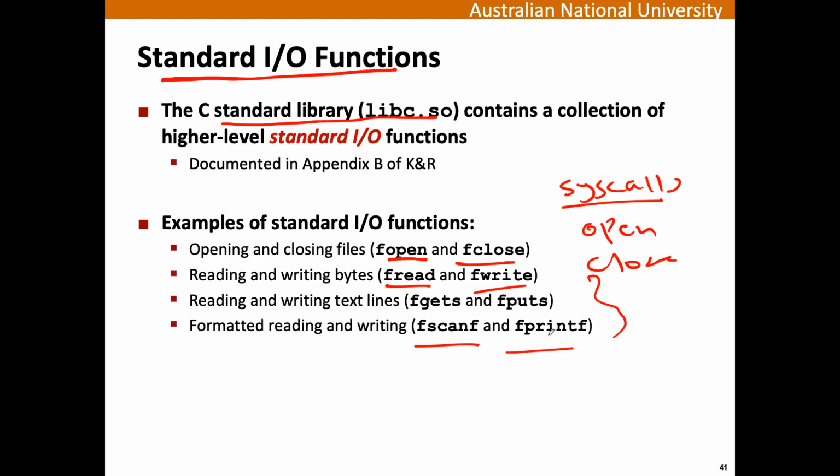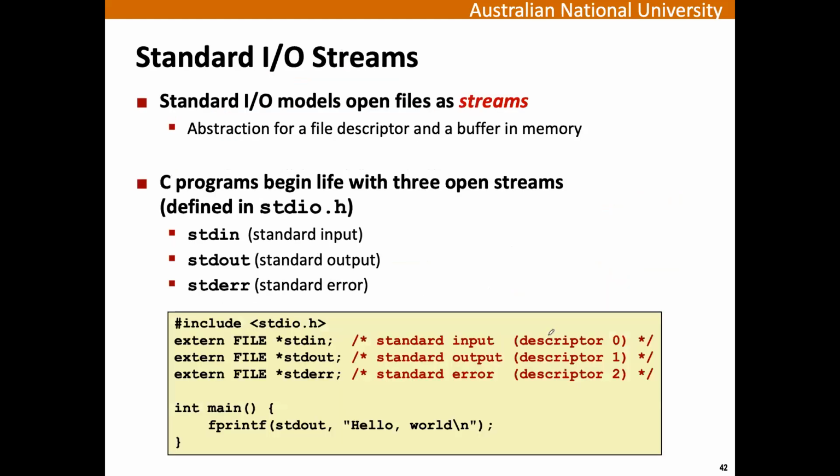So in the standard C library, there is this concept of streams. A stream is just an abstraction of a file descriptor and a buffer in memory. So the RIO package has this RIO buffer. Standard IO streams also have an associated buffer, and it's trying to do exactly the same thing that the RIO package is trying to do. It's trying to reduce the number of system calls, reading large chunks from a file and doing internal buffering, both on the read and the write path.